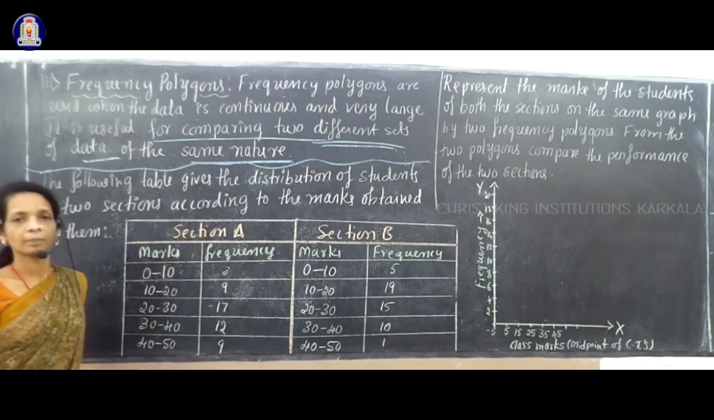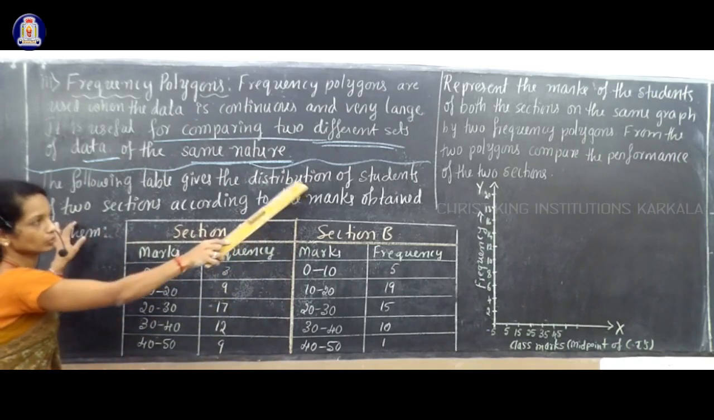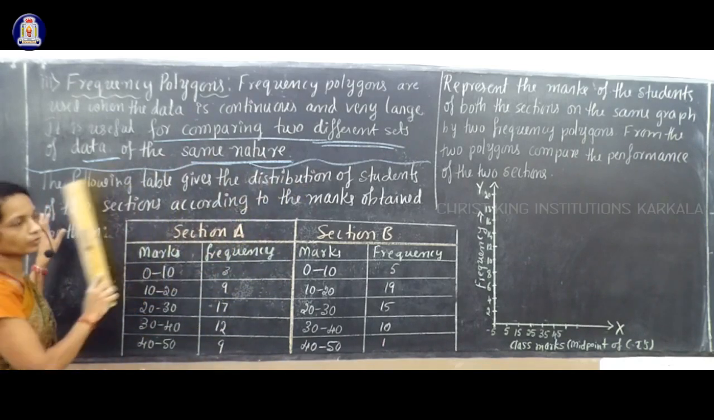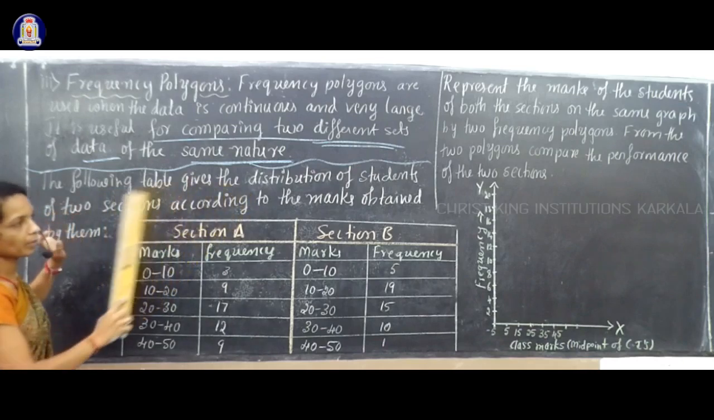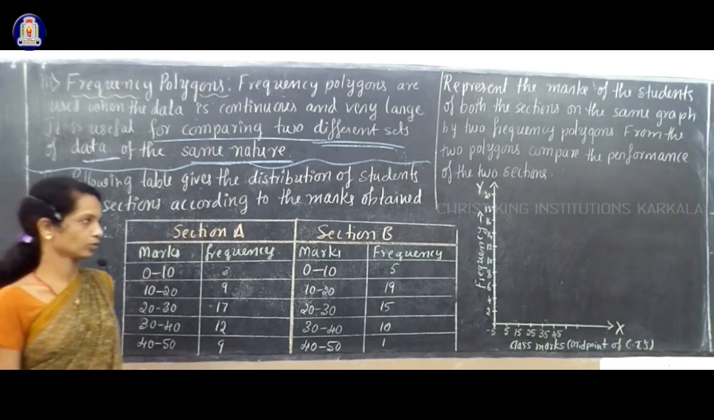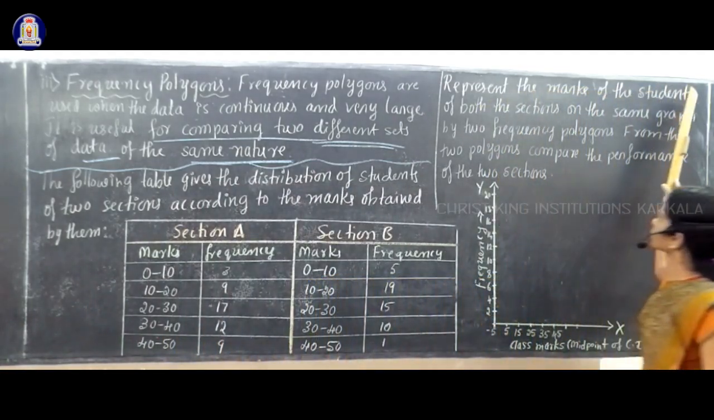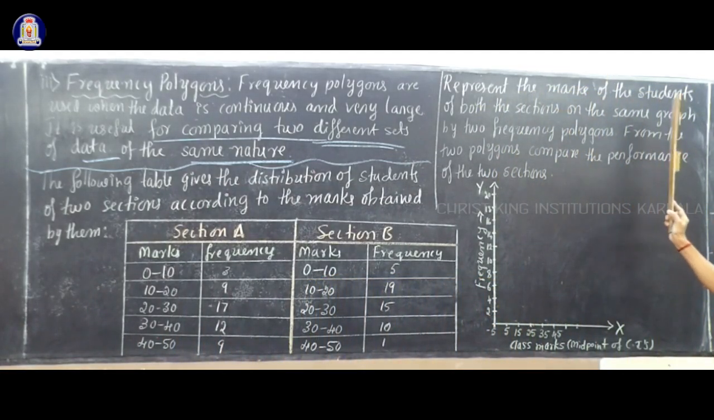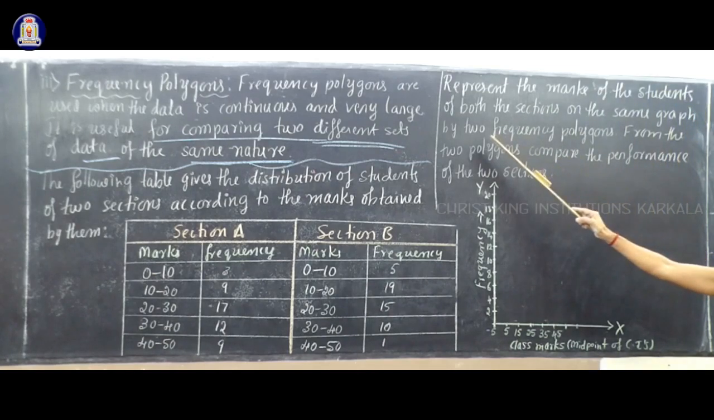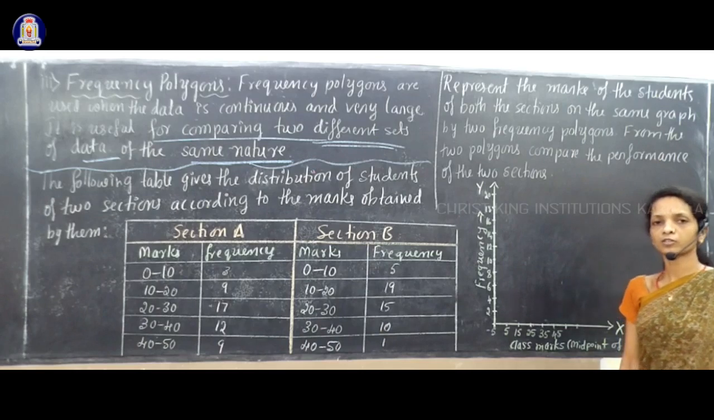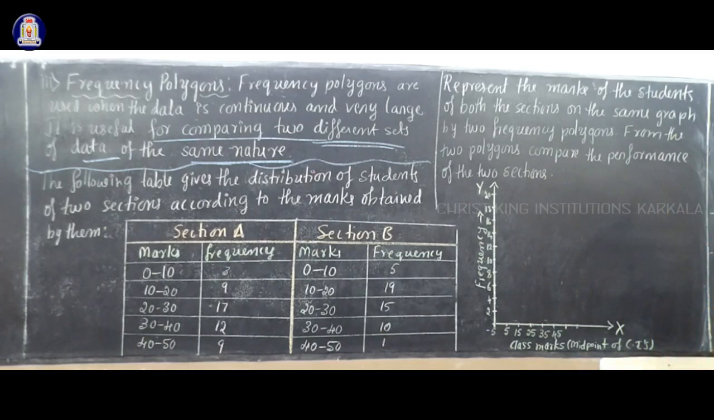That two data represent the distribution of students according to the marks scored by them. For this you have to represent the marks of the students of both the sections on the same graph by two frequency polygons. Means you have to draw frequency polygons for these two sets of data, and from the two polygons compare the performance of the two sections.